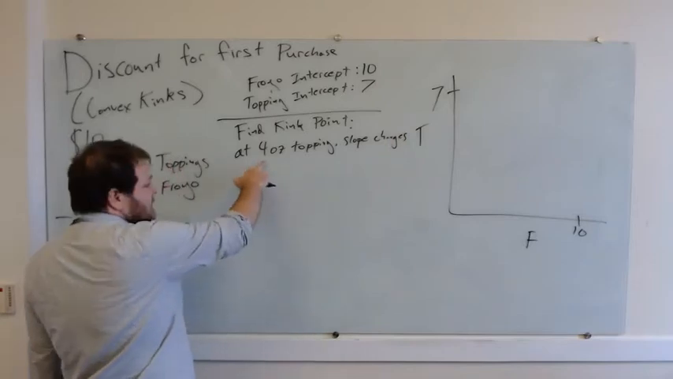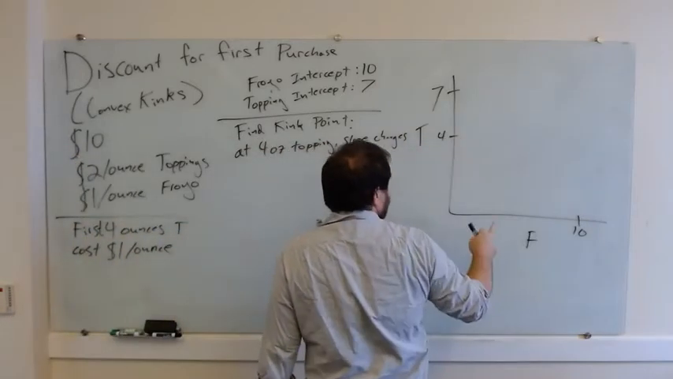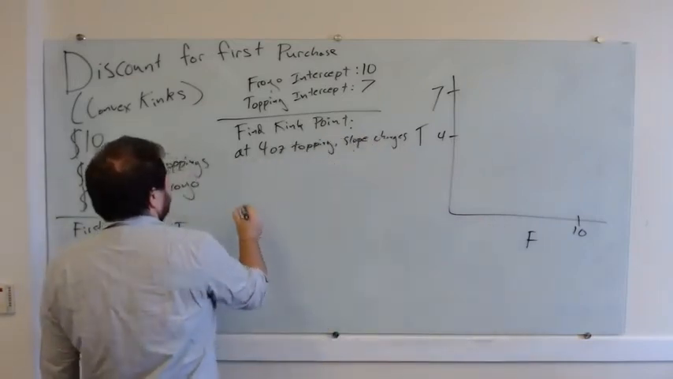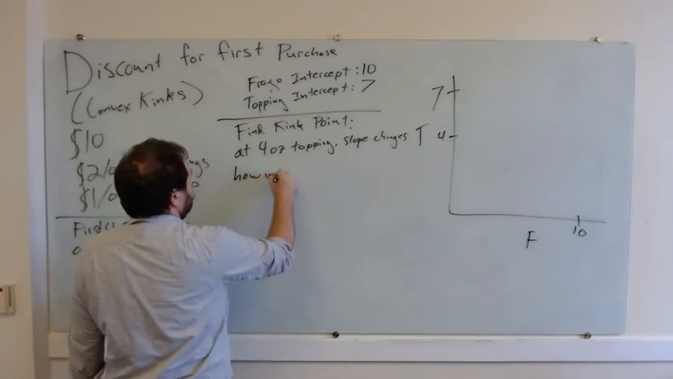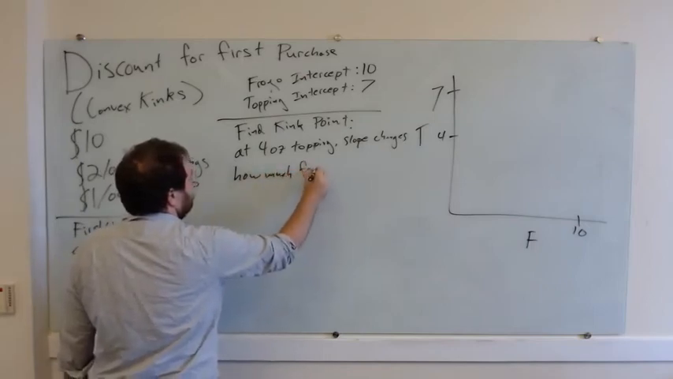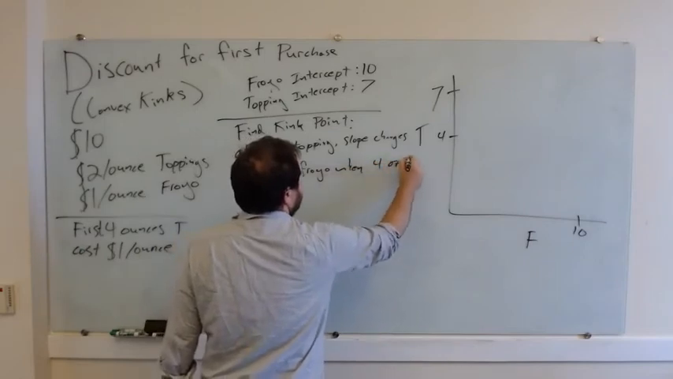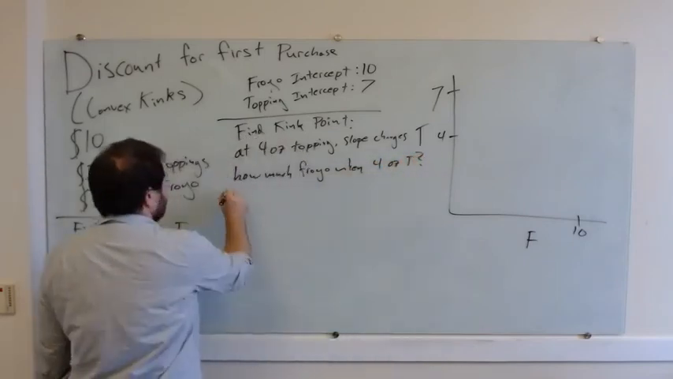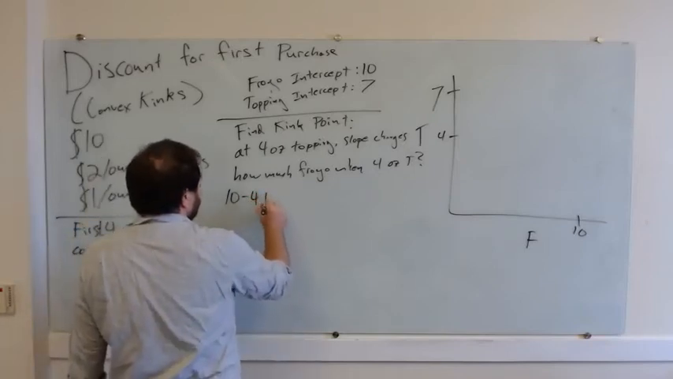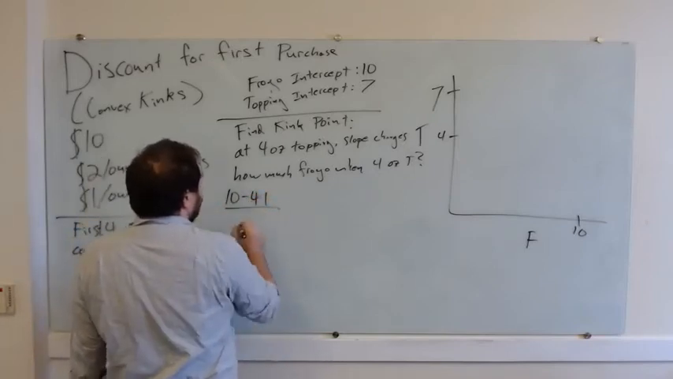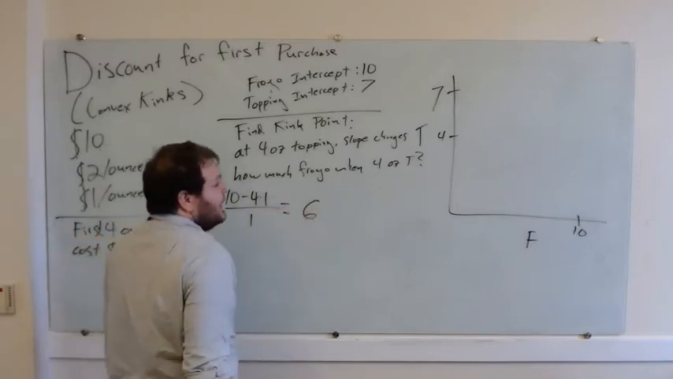So all we need to know where this kink is, if it's going to be at 4 ounces of topping, is how many ounces of froyo? So how much froyo when we have 4 ounces topping? Well, it's just going to be 10 minus the cost of 4 ounces of topping, which is 4 times 1, divided by the price of froyo, which is 1, so it's going to be 6.